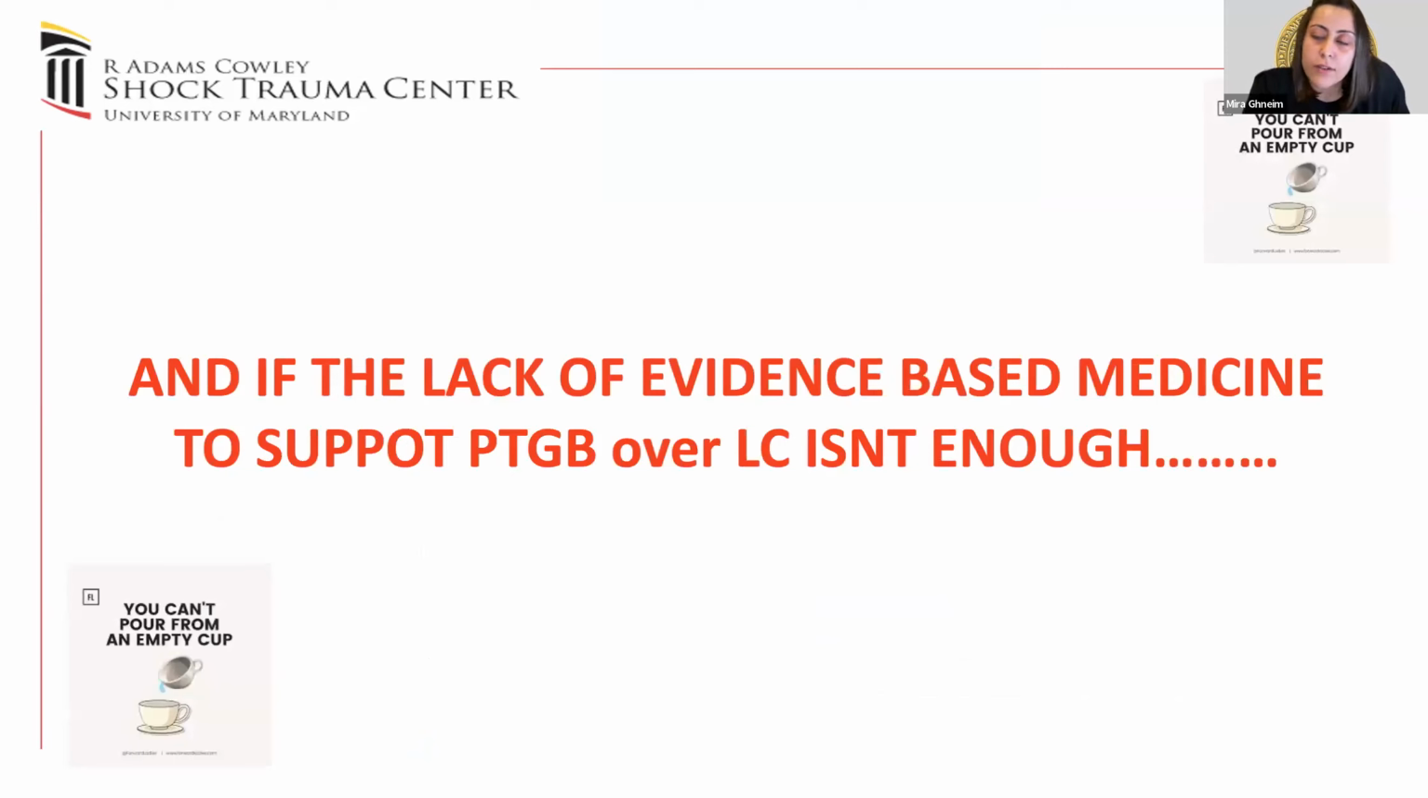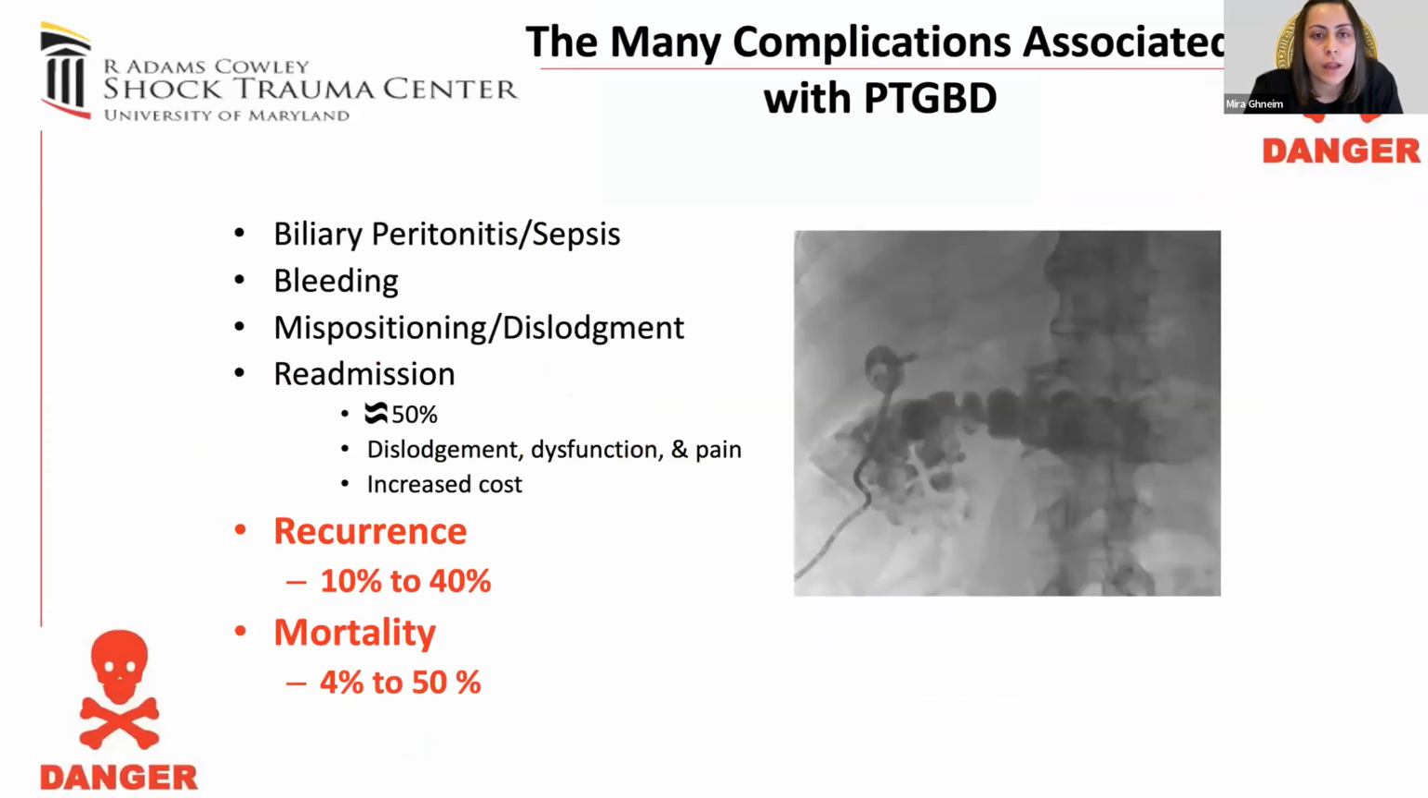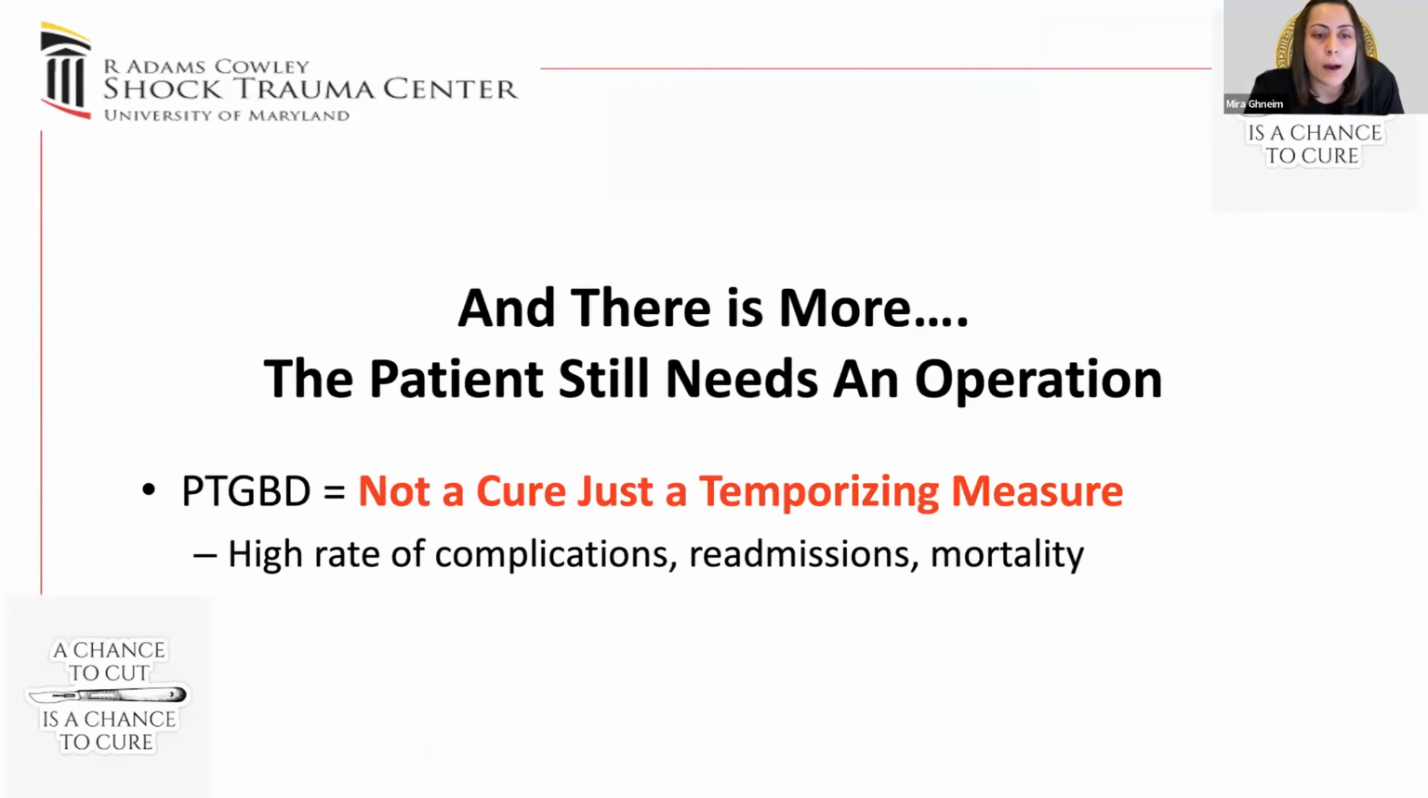And if the lack of evidence to support putting a per chole tube in most of the patients that we see is not enough, they don't come for free. They're associated with a lot of complications: malpositioning, dislodgements, replacements, recurrence of biliary symptoms, and about anywhere between a 4% to 50% mortality. It's never the actual solution. The patients still always need an operation. This is temporizing, especially when we place them for gallstones and the biliary tree remains obstructed.